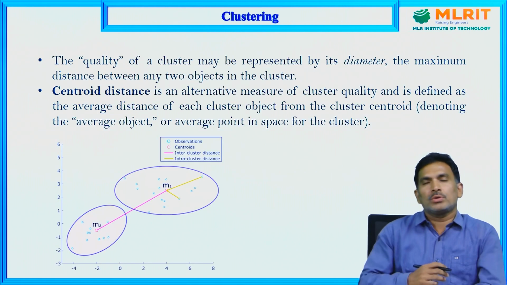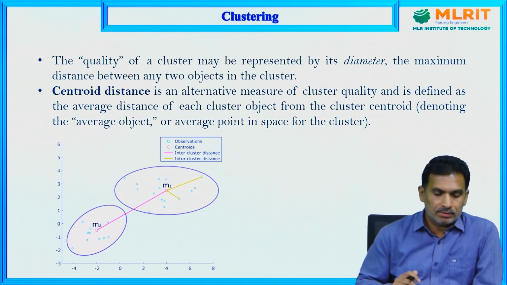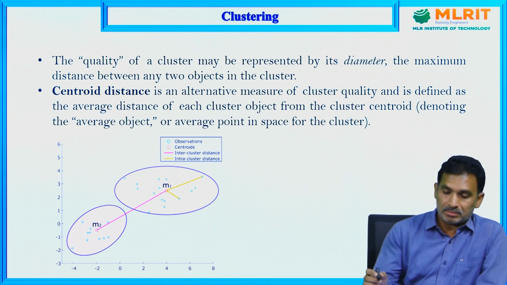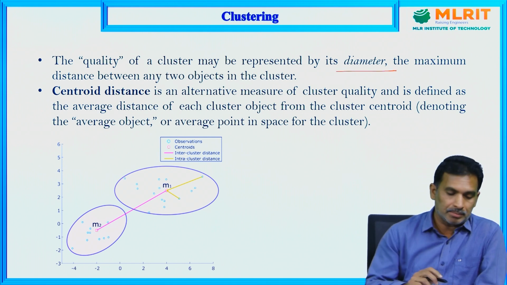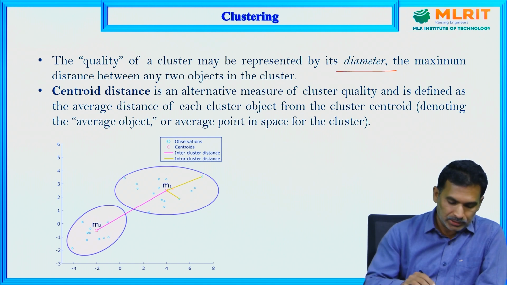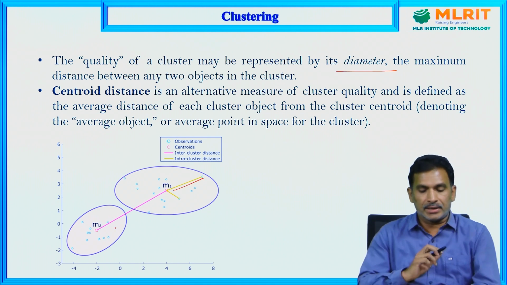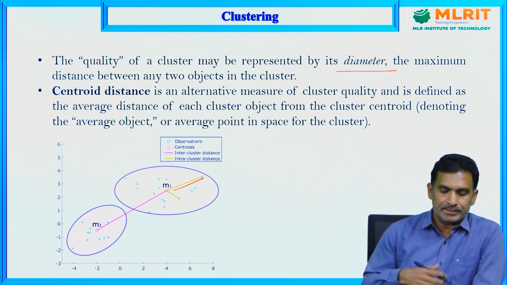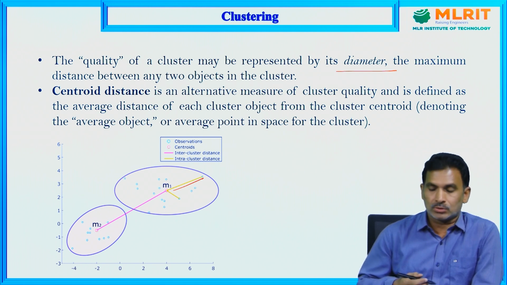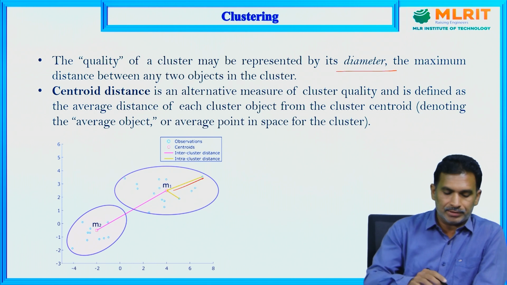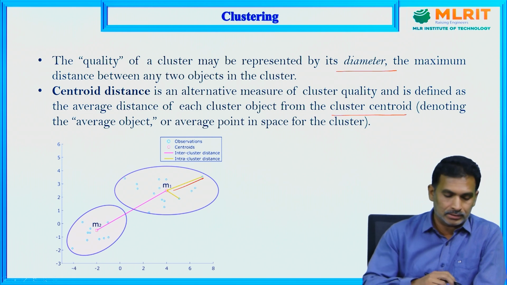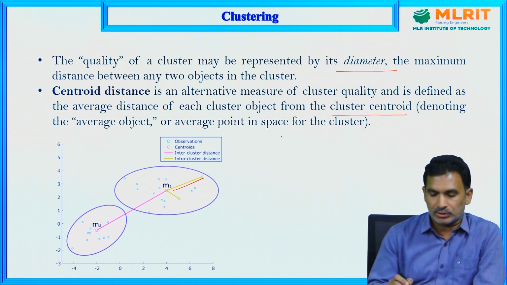And how do we measure the quality? That is another very important aspect in clustering. The quality of a cluster may be represented by its diameter, that is the maximum distance between any two objects in the cluster. Centroid distance is another alternative measure of cluster quality, and it is defined as the average distance of each cluster object from the cluster centroid. That denotes the average object or average point in space for the cluster.